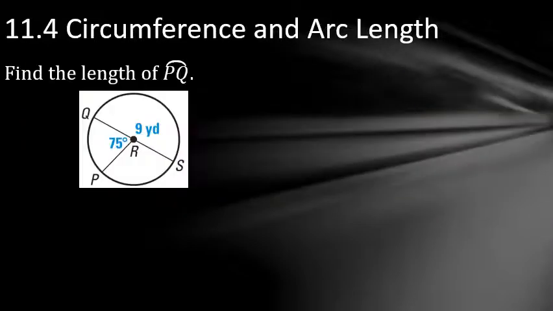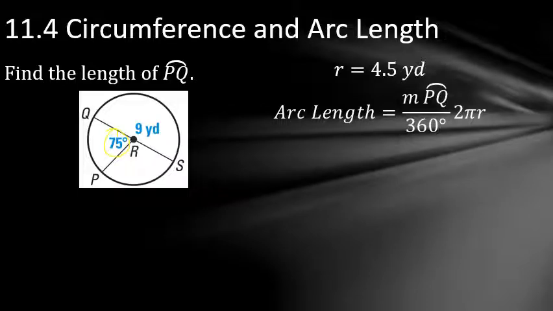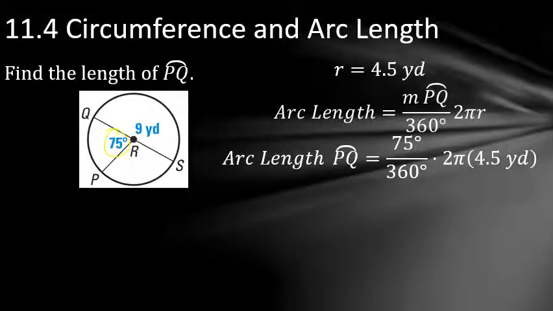So let's find the length of arc PQ. Well, you can see the central angle there is 75 degrees. The radius would be half of the 9, so 4.5 yards. So my arc length would be the measure of arc PQ over 360 degrees times 2 pi r. So I could put the 75 for the measure of my arc and the 4.5 yards for my radius. Put that all in my calculator and I get approximately 5.89 yards.